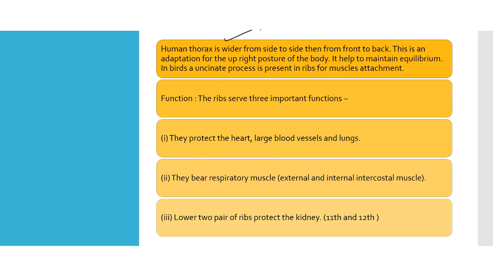Human thorax is wider from side to side than from front to back. This is an adaptation for the upright posture of the body. It helps to maintain equilibrium. In birds, an uncinate process is present in the ribs for muscular attachment, very important. Okay.